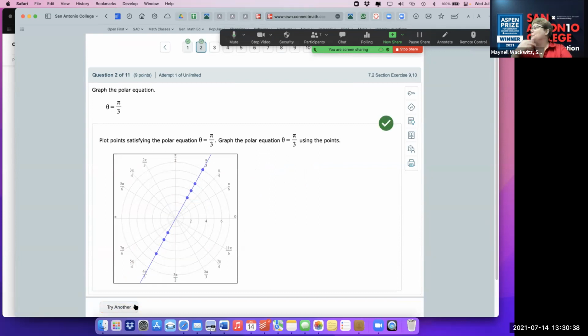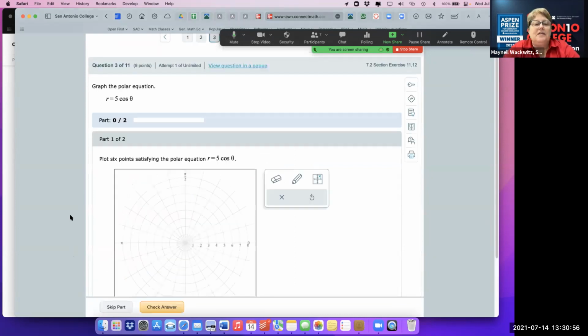Is this working for y'all? Who's actually doing the problems on Connect Math? Who can do Connect Math? Y'all, I see phones. I'm so sorry. Oh, okay, so you're at least watching.